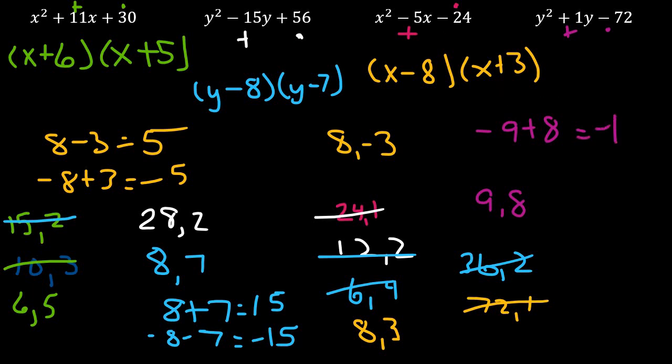We got the right number but the wrong sign, so we need to switch both of them around. It would be a positive 9 and a negative 8. So 9 minus 8 is positive 1, and that means our final answer is y plus 9, and then y minus 8. I'm sorry, I said x at first, I should say y.